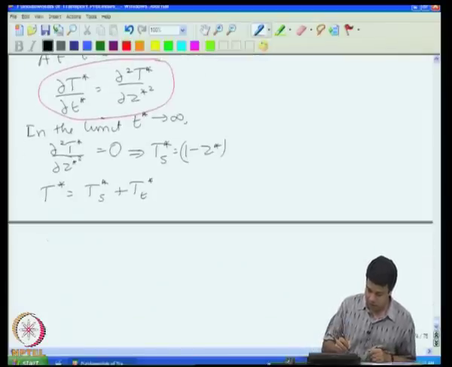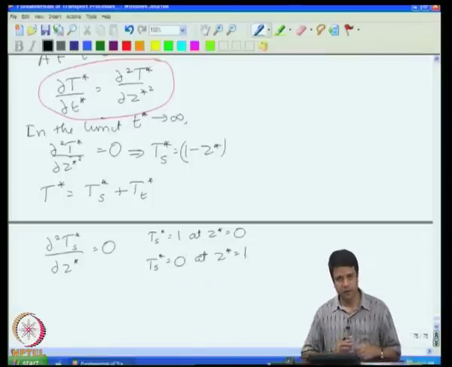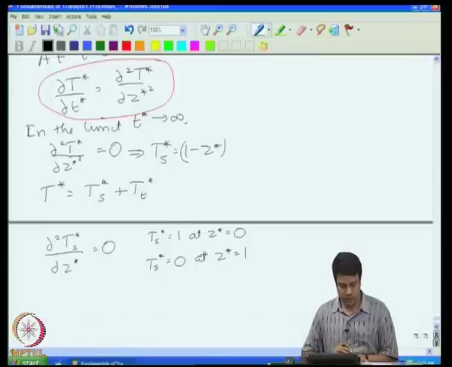The steady part satisfies the equation d square t steady by d z square is equal to 0, with boundary conditions t steady is equal to 1 at z is equal to 0 and t steady is equal to 0 at z is equal to 1. So, those are the boundary conditions for the steady part.